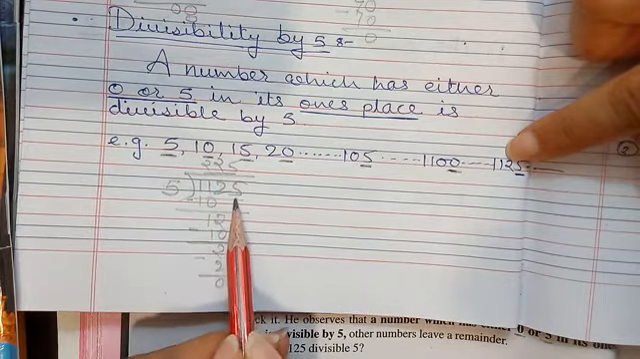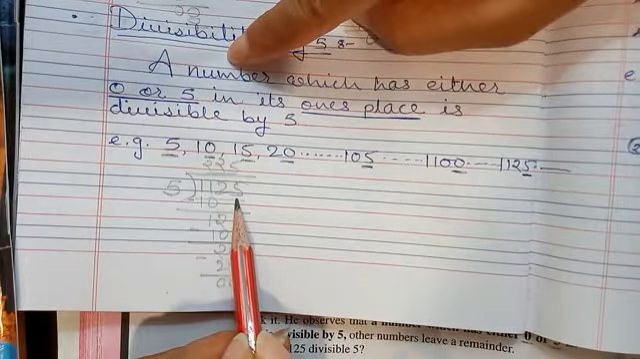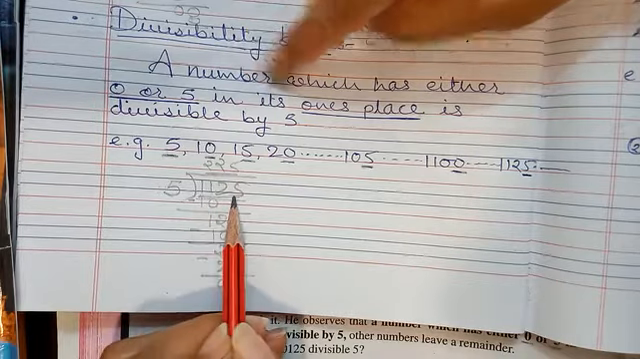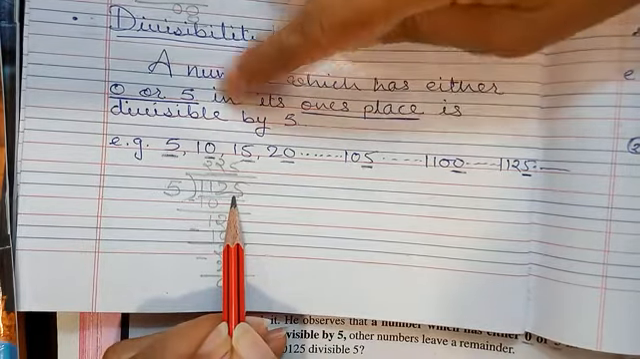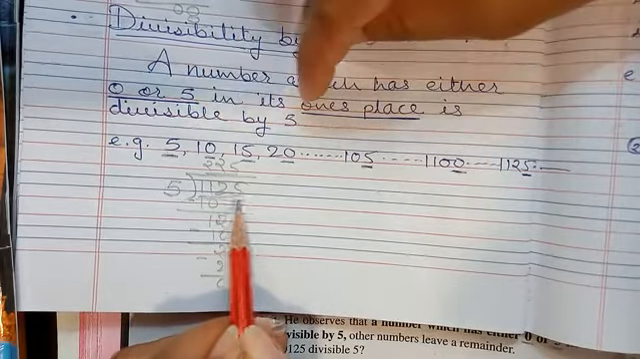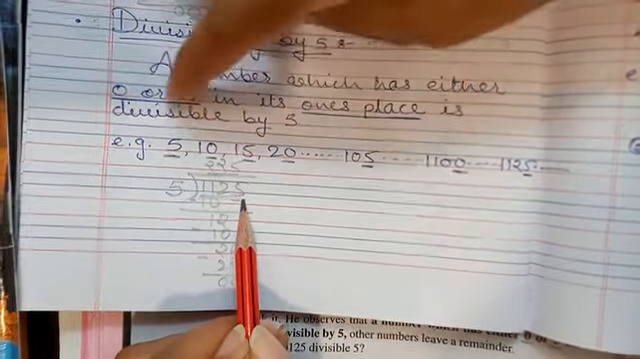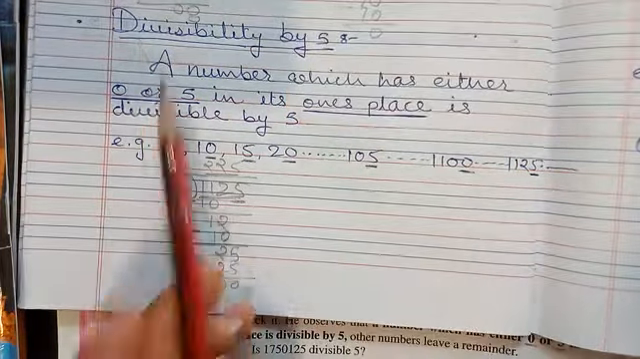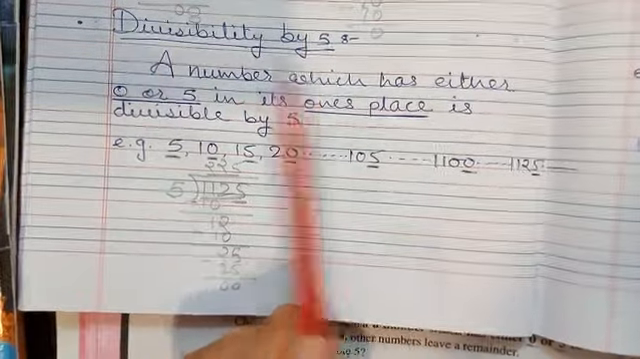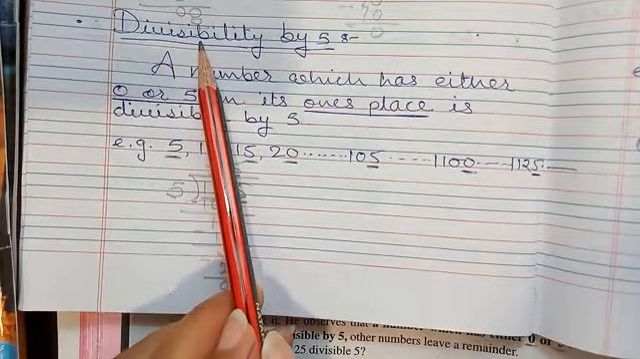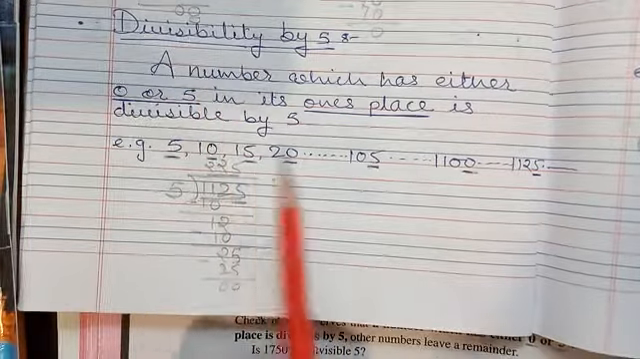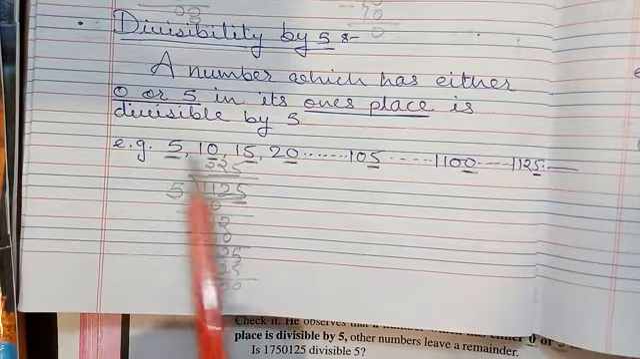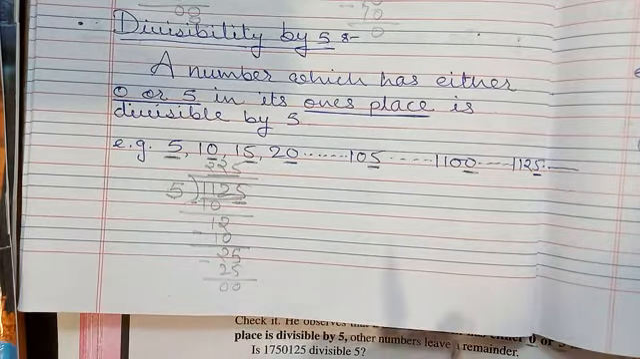So, generalizing, we can say that the number 1125 has 5 at its ones place, so it is divisible by 5, right? So this is the test for divisibility by 5: numbers which have 0 or 5 at the ones place are divisible by 5. Hopefully this is also clear.